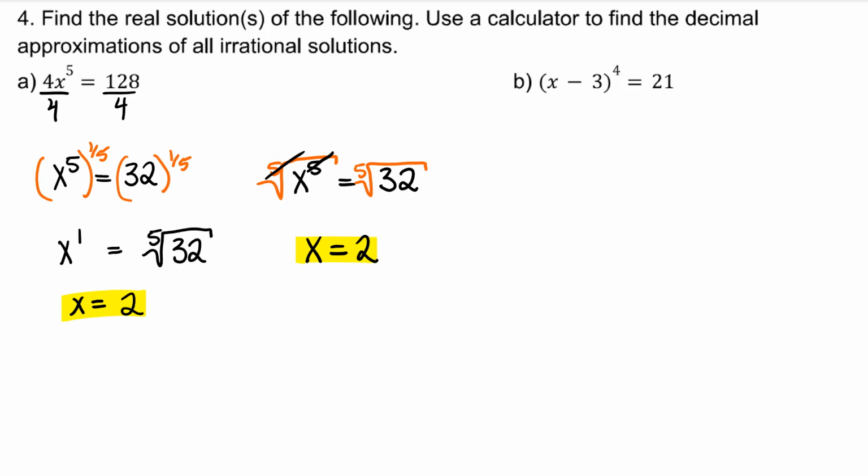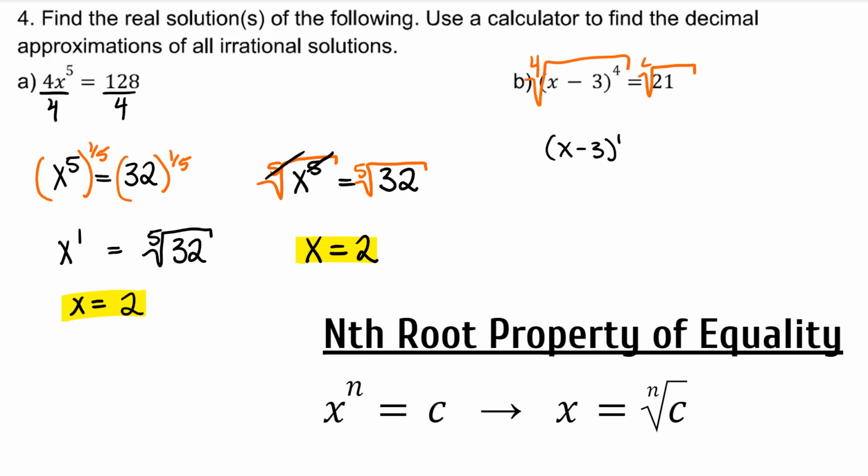For part B, make sure the term or quantity to the power is isolated on that side of the equation. It is because the entire group is to the power of 4. So for this quantity to only have a power of 1, we need to raise both sides of the equation to the power of 1/4 or fourth root both sides. Once you use the nth root property of equality, you are simply left with the radicand on the left side.